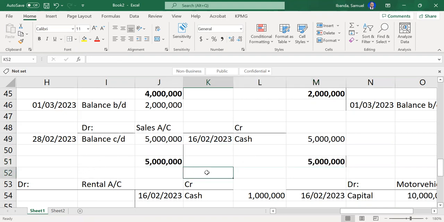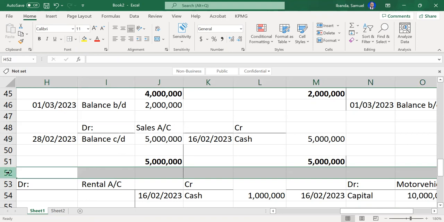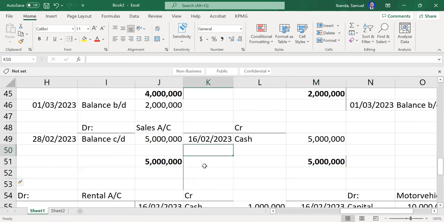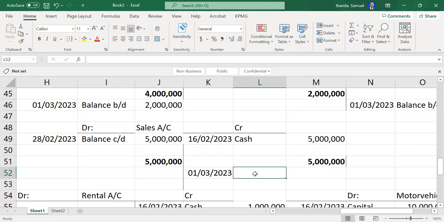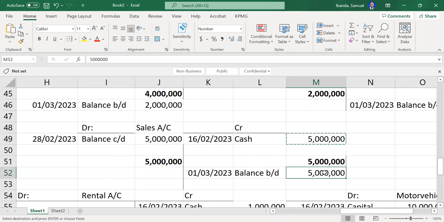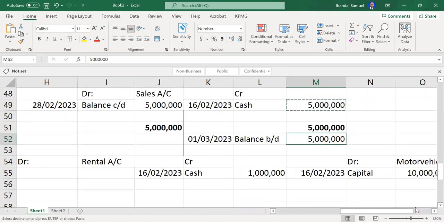And then we shall have our so-called balance brought down on that date. These are basically sales, not salaries. Sorry, I think I called them salaries at one point in time. Balance, 5 million. So that's what I'll have. So I have balanced off that account.